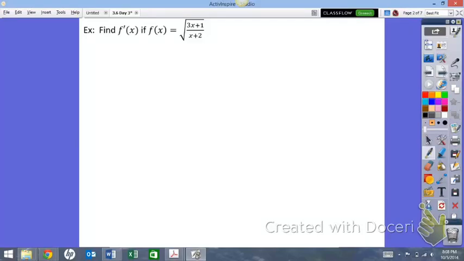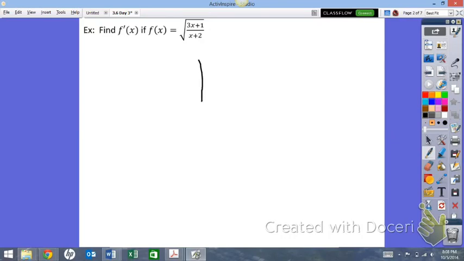Okay, let's look at this one. This is another derivative. The function is the square root of (3x plus 1) over (x plus 2). So the first thing that we want to do is think of this as (3x plus 1) over (x plus 2) raised to the 1/2 power.